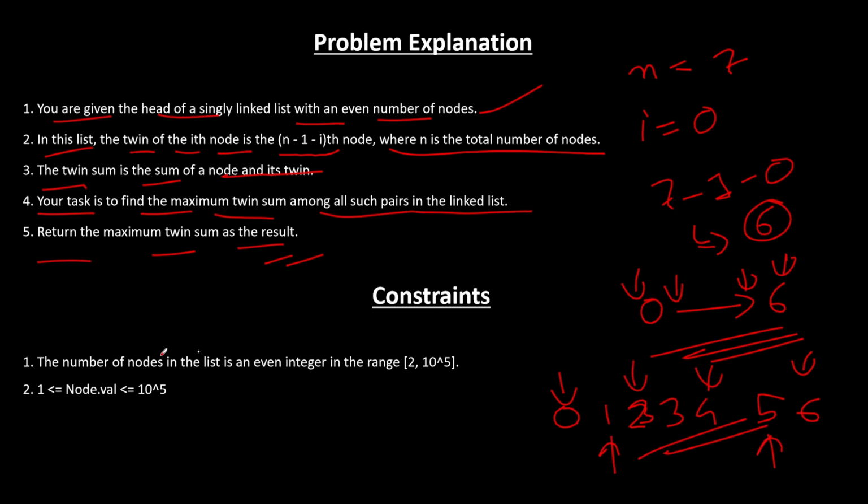Okay, great. So what are the constraints for the problem? The number of nodes in the linked list is an even integer. It goes from 2 to 10 to the power 5, and the node value could be from 1 to 10 to the power 5. So just keep in mind the number of nodes given will be even so that we can make the pairs. Now let's move to the next slide.